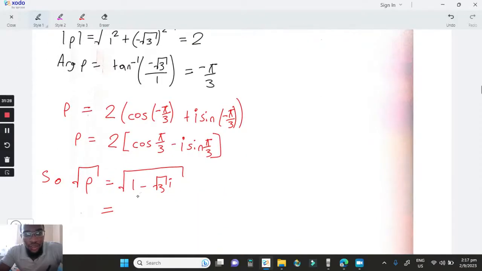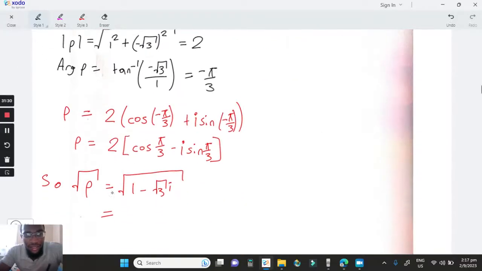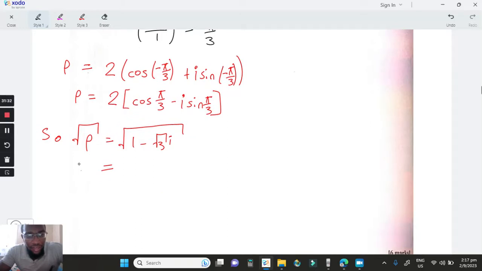Alright, so what are we saying? We're saying then that if we're finding now, look what we're writing. I'm going to write it out proper for you. We need to find the square root of p, which is 2 times cos pi by 3 minus i sine pi by 3. We need all of this raised to the half power. Remember, it says use De Moivre's theorem, so the next method is not accepted.